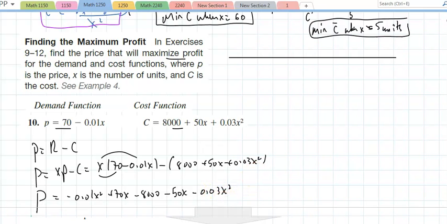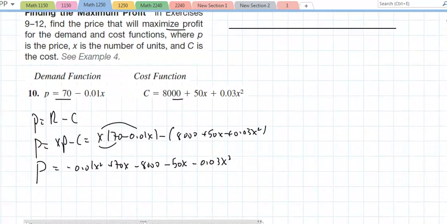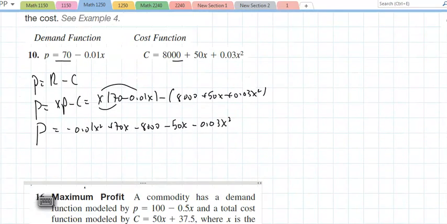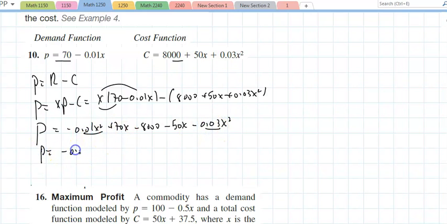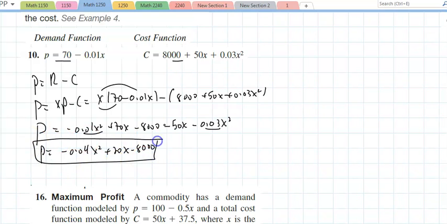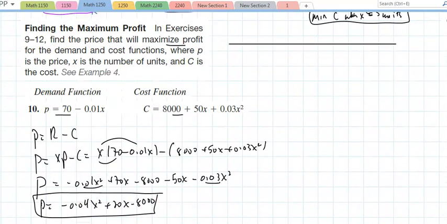And the profit would be negative 0.04x squared plus 20x minus 8,000. That's the profit function. So what do we need to do here? We need to find the price that will maximize the profit for demand and cost function, where P is the price, X is the number of units. And see, okay, well, we take a derivative, no big secret.